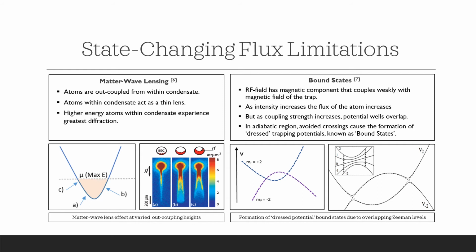At a certain point, the fields are coupled together so strongly that they cause the hyperfine Zeeman levels of the potential wells to overlap, as shown schematically to the right. Due to avoided crossings in the adiabatic region, new dressed potentials are formed. As shown in the furthest image to the right, this creates a new potential well trap in the MF equal to -2 state. The new traps are known as the bound states, as the atoms can no longer be outcoupled using state-changing methods. They are bound in this lowest potential well. This is a crucial limitation to the atomic flux of any state-changing coupling mechanism.